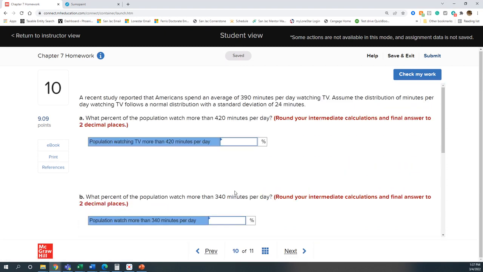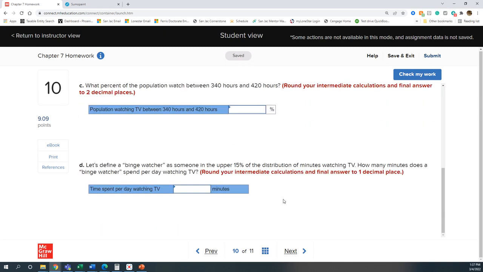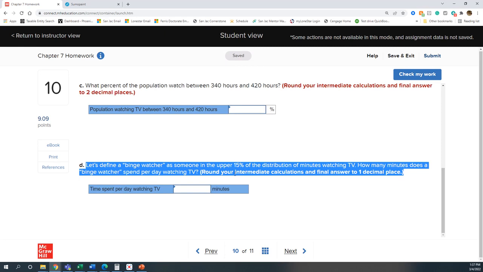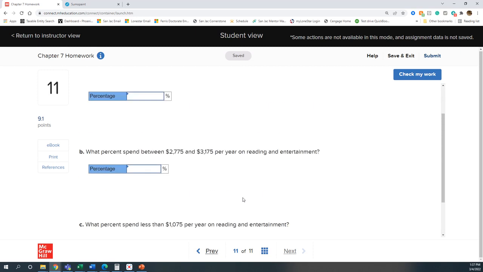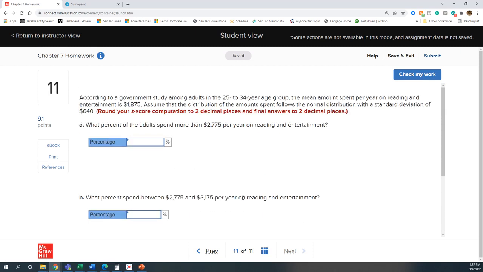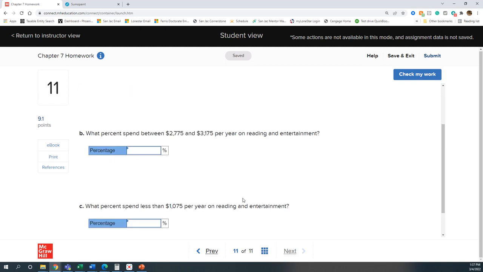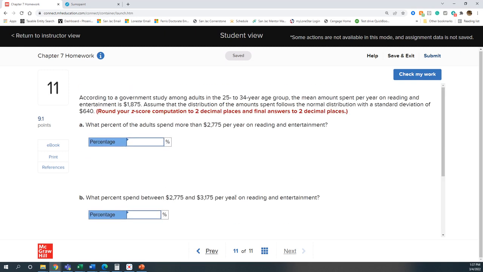Let's see, 10. And again, we're dealing with the same little bit, except here is again solving for that upper 15%. So you're solving for X. So be wary. Again, we did that for questions 7 and 8. And just the last one, another Z, solving and ranges as we go.